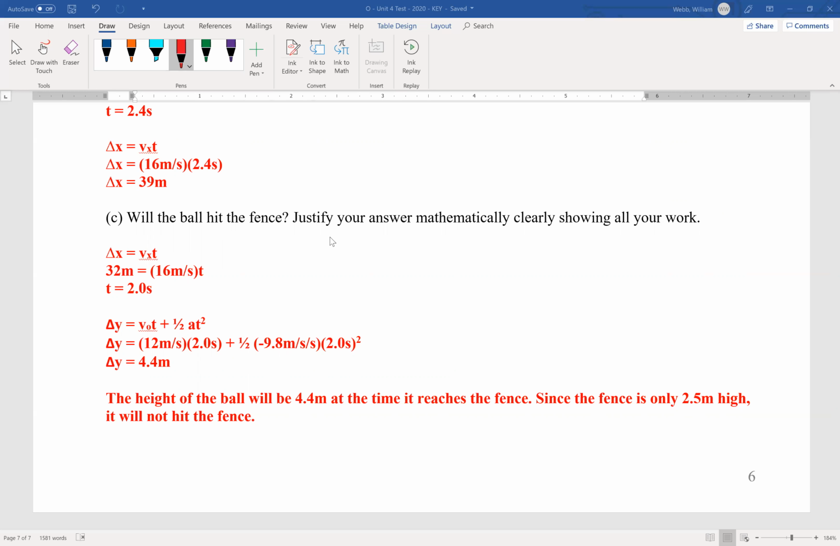I don't think that's quite as intuitive to process it that way, but a few students did, and it is a logical way to work it out. So either of those methods works. And there's a couple other ways you could go about it, but you have to in some way prove that it is not going to be 2.5 meters or lower at that 32 meter distance. Questions on the last problem?